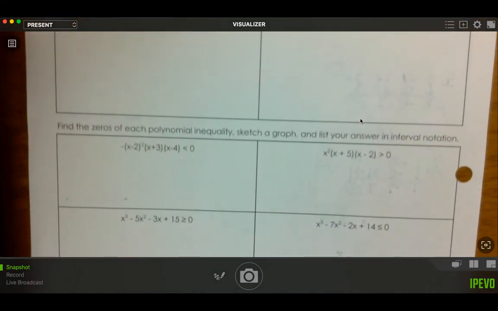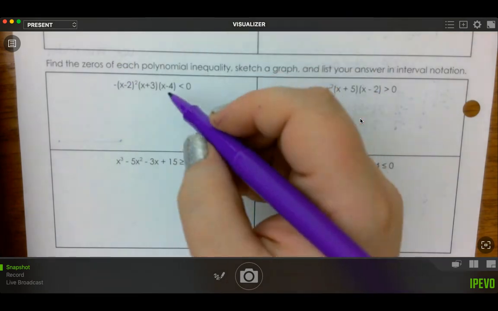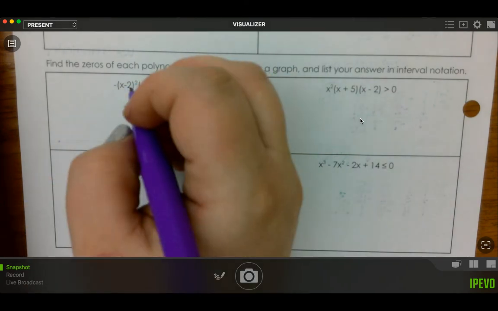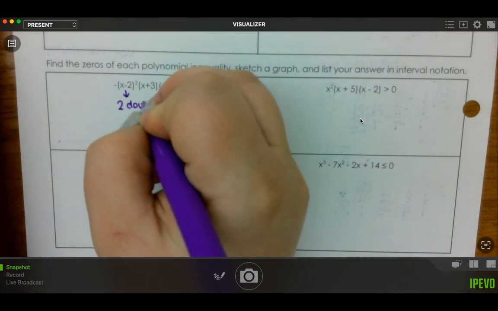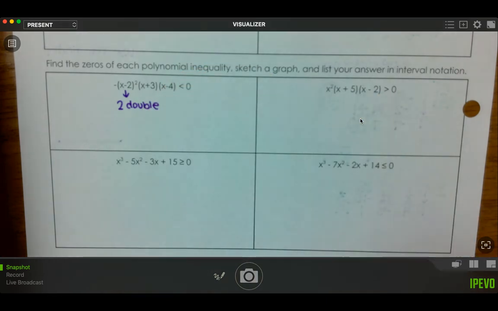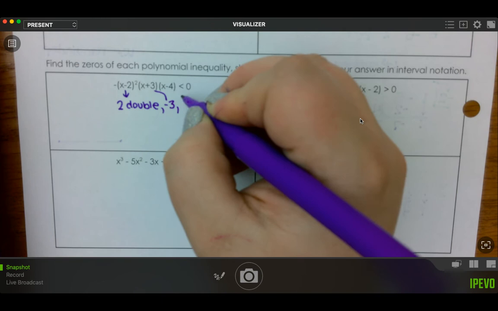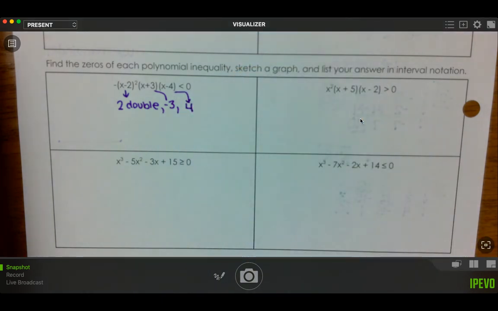Then we are to our inequalities. I'm going to do one of each type. This one's already factored, this one is not. If it's already factored, list your zeros first. So this one would be a double root at 2. This one would be -3. And this one would be 4. Okay? All this negative out here does is it makes it go down on the right side.